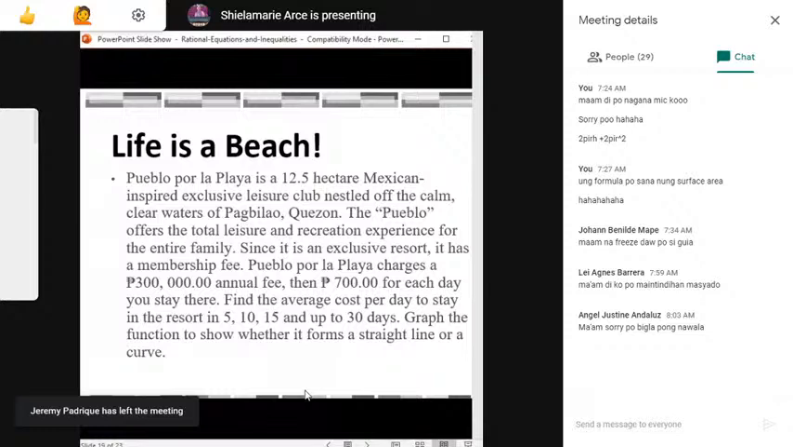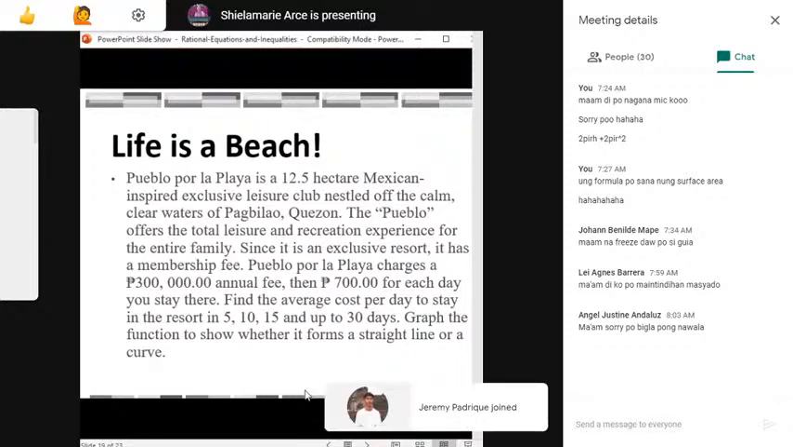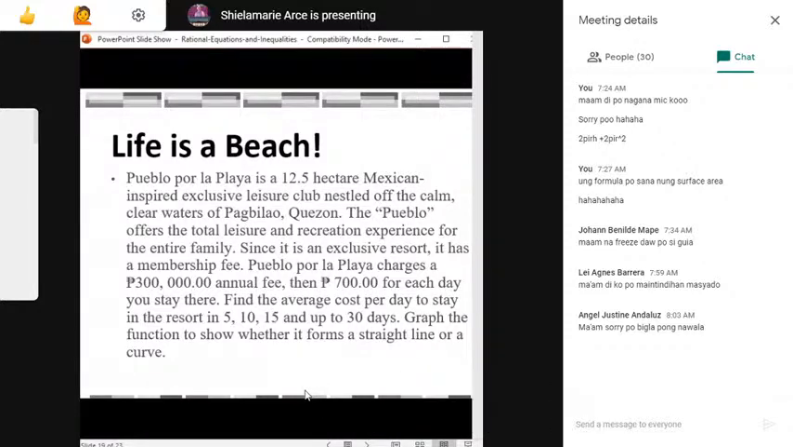Find the average cost per day to stay in the resort in 5, 10, 15, and up to 30 days. Then graph the function to show whether it forms a straight line or a curved line. Okay, so dito natin i-apply yung 3 methods of representing rational functions. Ito yung graph through graphs, through values, test values, and through equation. So una, syempre, bago natin ma-graph, we need to identify yung rational equation na pwede nating gamitin for this kind of problem.